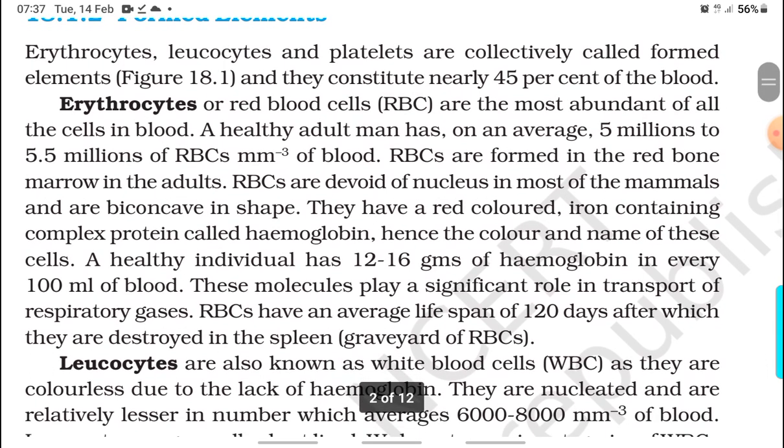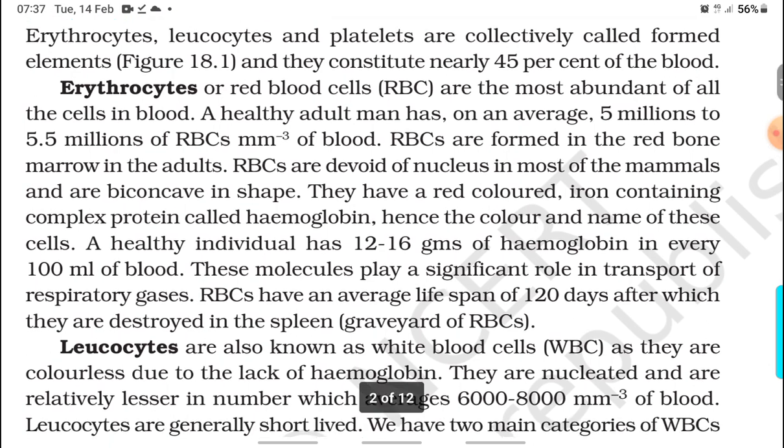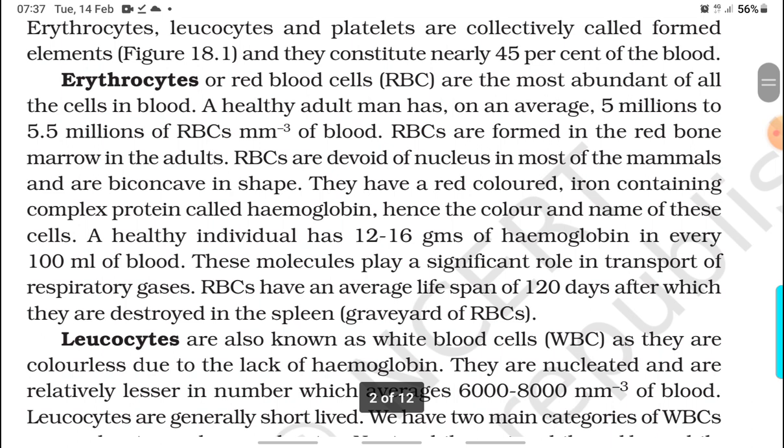Erythrocytes or red blood cells (RBCs) are the most abundant of all the cells in the blood. A healthy adult man has on average 5 million to 5.5 million RBCs per cubic millimeter of blood. RBCs are formed in the red bone marrow in adults. RBCs are devoid of nucleus in most mammals and are biconcave in shape.